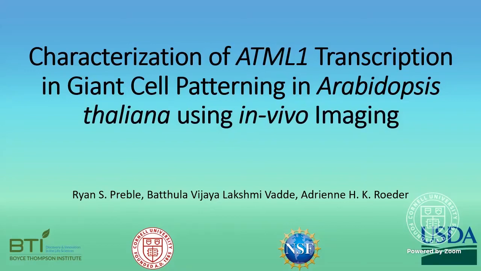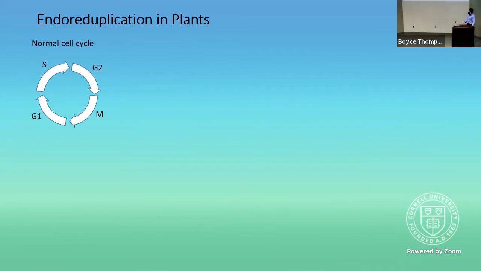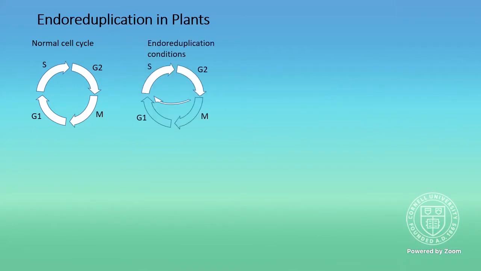I'm Ryan. And today I'll talk to you about endoreduplication in Arabidopsis. So in the normal cell cycle, we have the 4 familiar stages. But under endoreduplication conditions, a cell will skip M and G1 and just continually duplicate its DNA, resulting in more copies of the DNA than normal.